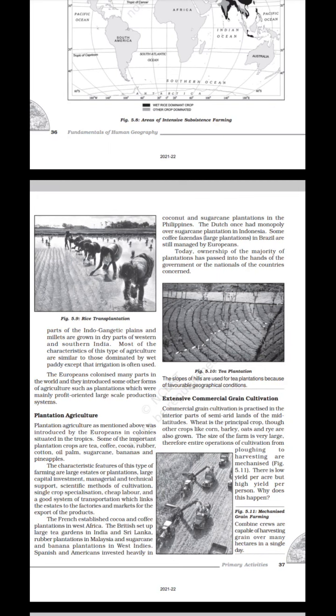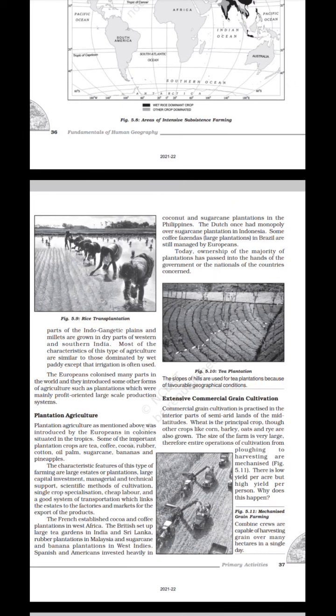The characteristic features of this type of farming are large estates or plantations, large capital investment, managerial and technical support, scientific methods of cultivation, single crop specialization, cheap labor, and a good system of transportation which links the estates to the factories and markets for the export of the products.